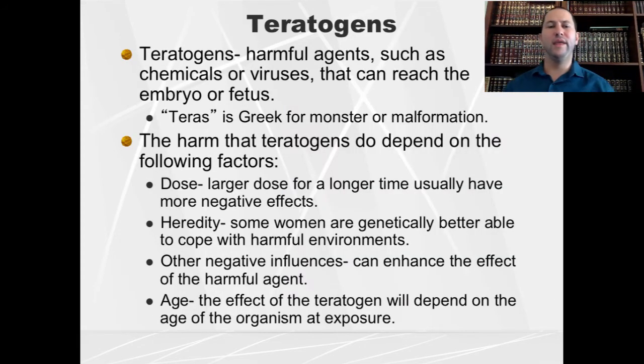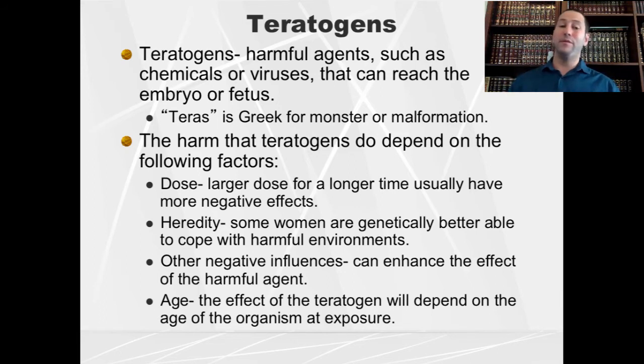Now, one thing I need to talk to you about is something called teratogens. The word teratogen comes from the Greek root teros, which means a monster or malformation. So a teratogen is basically a mutation that can occur as a function of some kind of harmful agent that passes the blood-brain barrier and affects the development of the child.